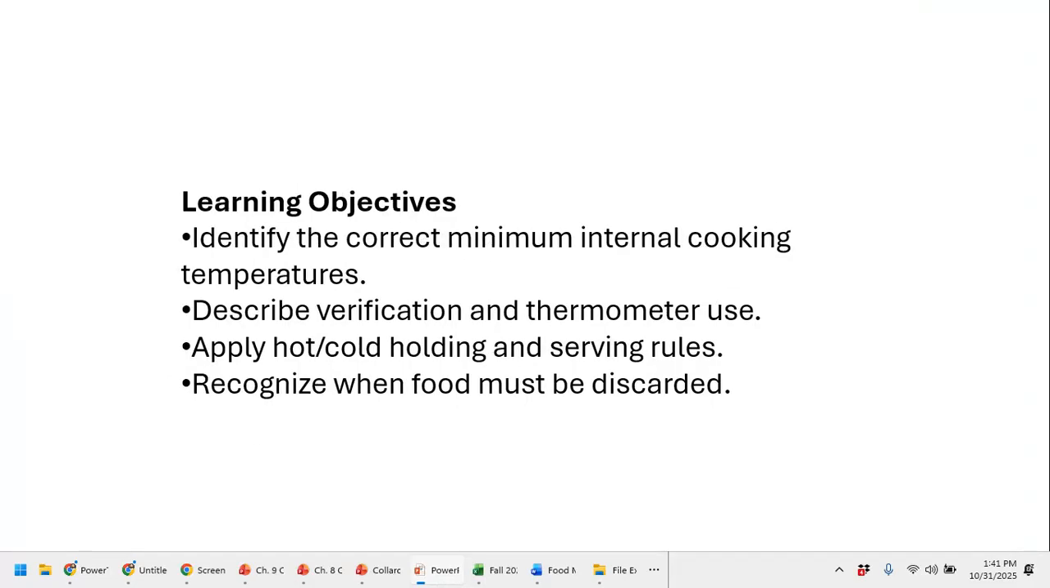So we're going to identify the correct minimum internal cooking temperatures of all the foods that we cook, describe the verification and thermometer use, apply hot and cold holding techniques and serving rules that we have, and recognize when food has to be discarded.